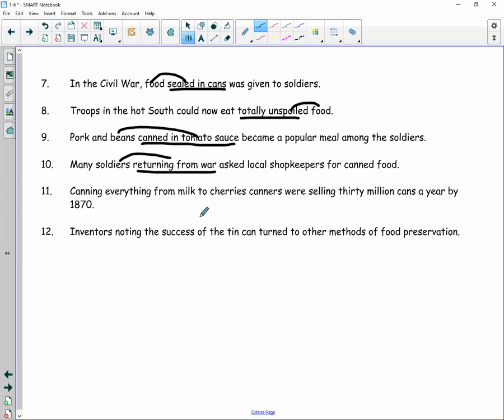Canning everything from milk to cherries, canners were selling 30 million cans a year by 1870. Canning everything from milk to cherries modifies canners. Inventors, noting the success of the tin can, turned to other methods of food preservation. So noting the success of the tin can modifies inventors.